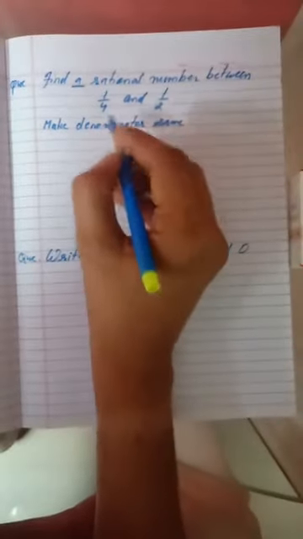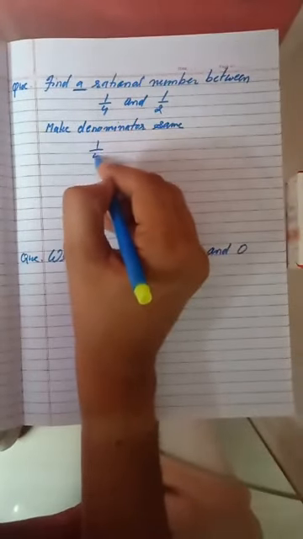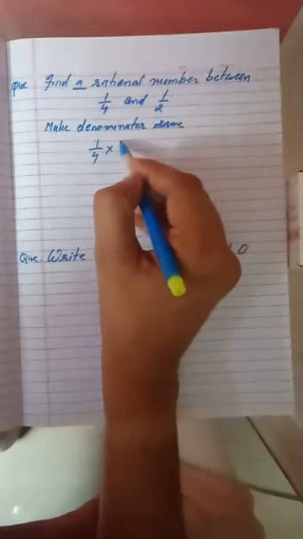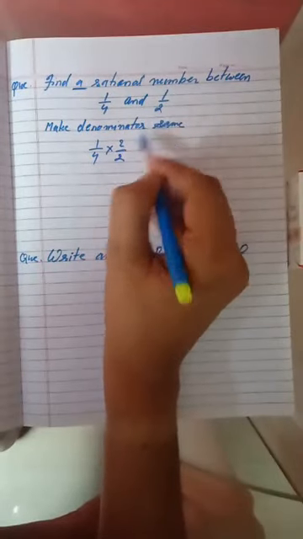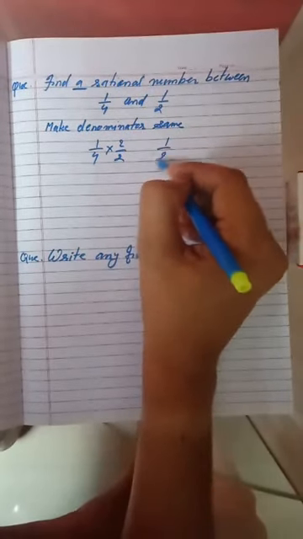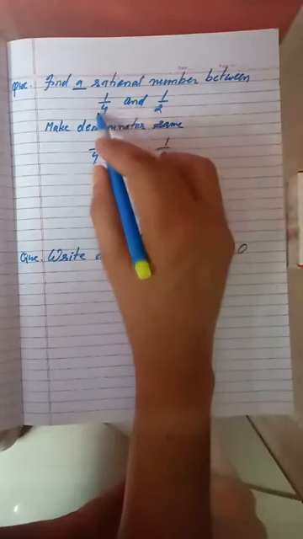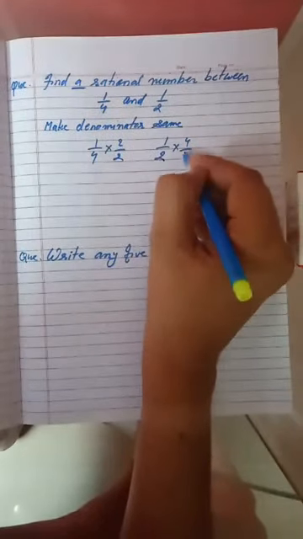Okay, so now for making the denominator same, we have to do 1/4 multiplied and divided by the other digit's denominator. Okay, now the second digit is 1/2, multiply and divide by the first digit's denominator.